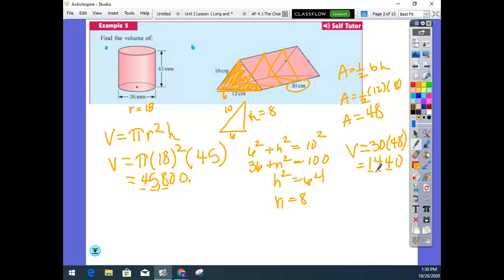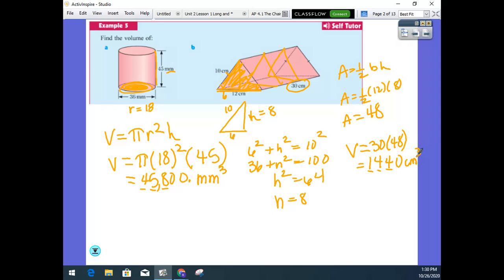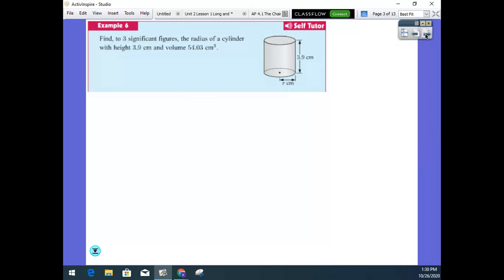Oh, and the other thing you should always end with, I always forget this. Volume is cubic millimeters because I have 3 dimensions. The area of a circle is squared, times another is cubed. This time it's centimeters cubed. So linear is always a singular unit, area is always squared units, volume is always cubed units.